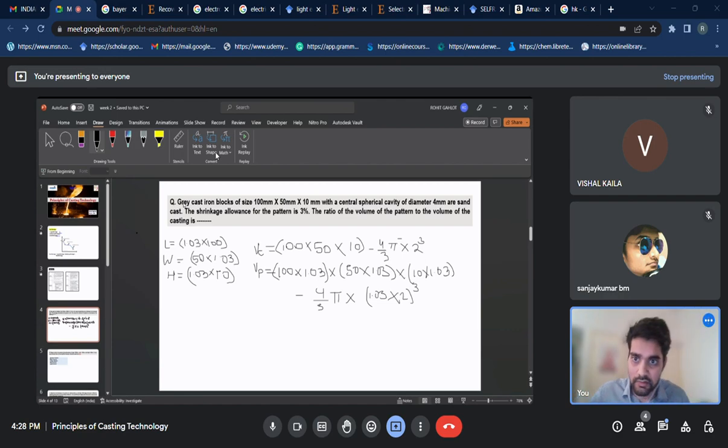Rohit, I did not understand the volume of the pattern here. On what basis have you written this formula? Could you please explain?